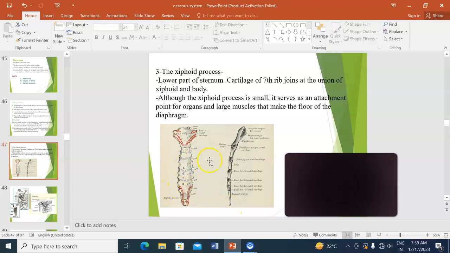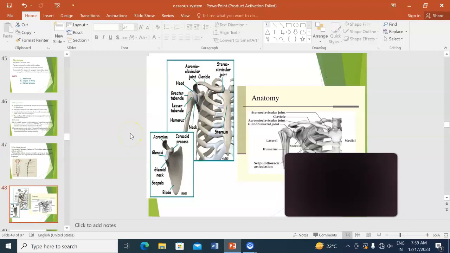Now the xiphoid process is a small process, but it helps in attachment. Various organs and large muscles are joined to this xiphoid process.